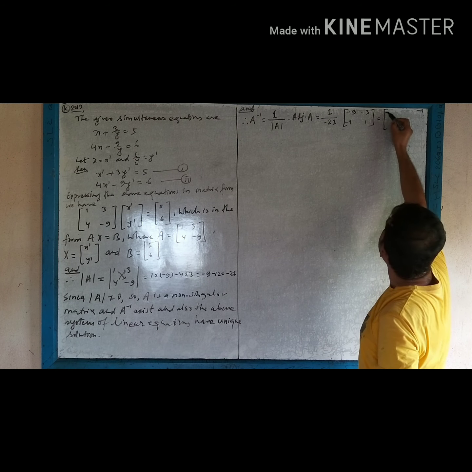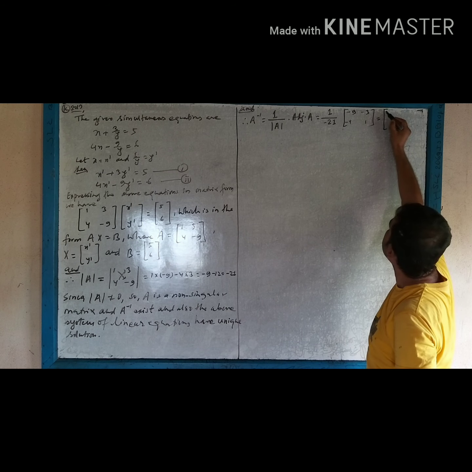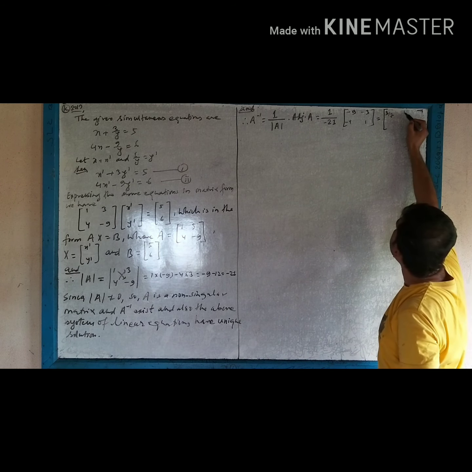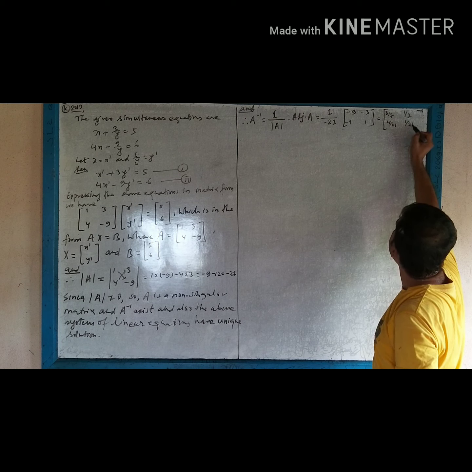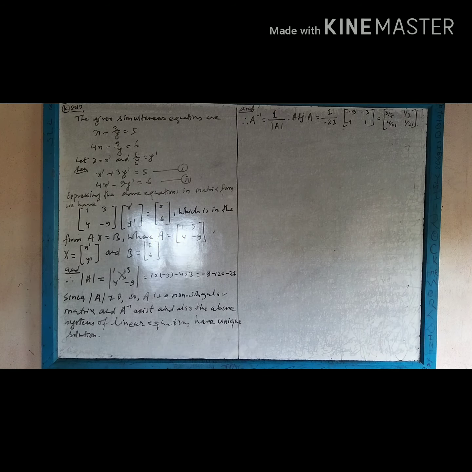Minus 9, on the opposite side, becomes 3 by 7. 3 by 7, minus 1 plus 3 by 7, it becomes 1 by 7. This becomes 4 by 21. This is 1 by 21. Okay.